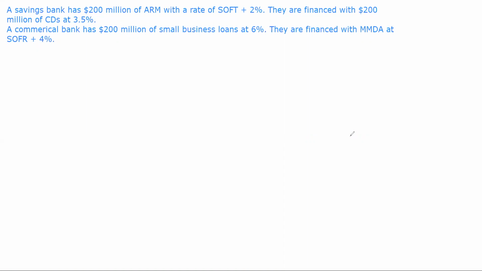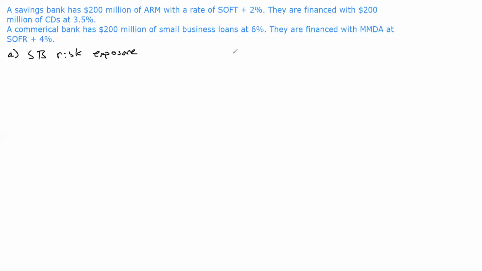So let's again do the risk exposure first. Then we want to create the swap that would eliminate interest rate risk for both parties. And it looks like up here, this should be overnight financing rate, so SOFR. So what would be the savings bank risk exposure? Let's do SB for the savings bank. We want to know their risk exposure.